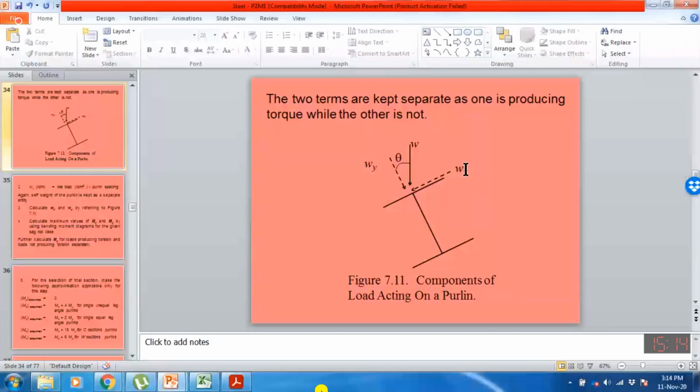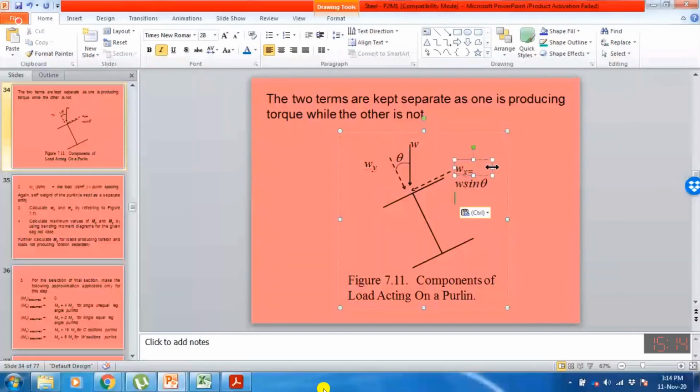So even though you can write it over here also, that will be omega sine theta. And similarly, you can also write here, so that is it over here.